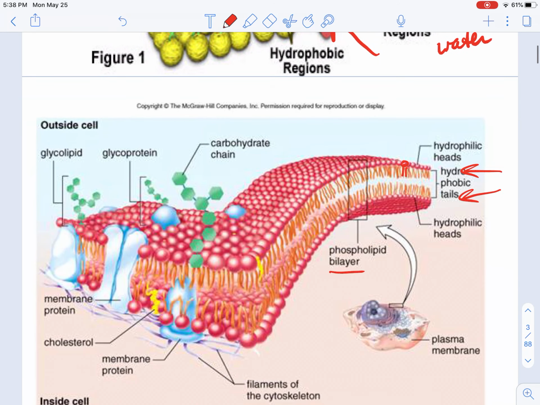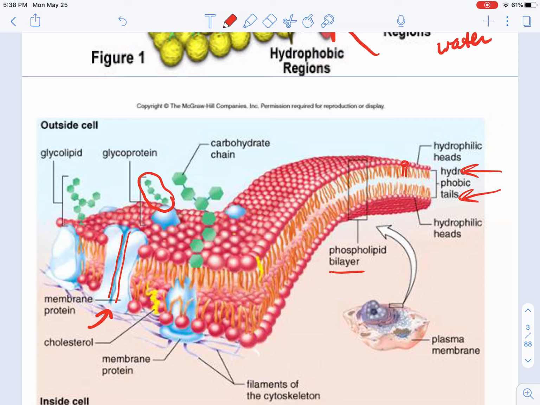Those proteins have different functions. Some of those proteins are channel proteins like this one, and they have a channel that allows certain materials through. Some of those proteins are cell recognition proteins, so they have some kind of a glucose chain on them, which is individual. They call them cell recognition because every individual has different proteins in their cell membranes.